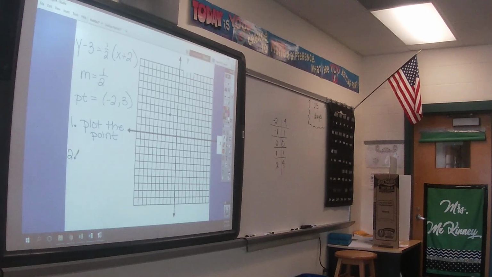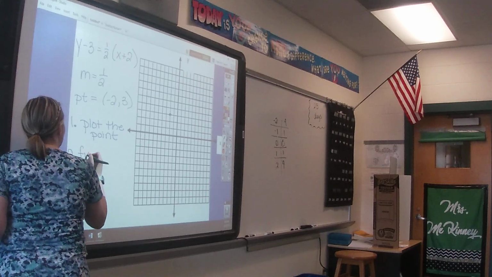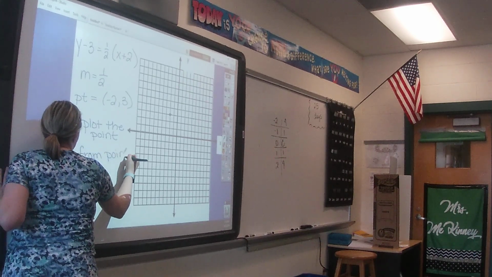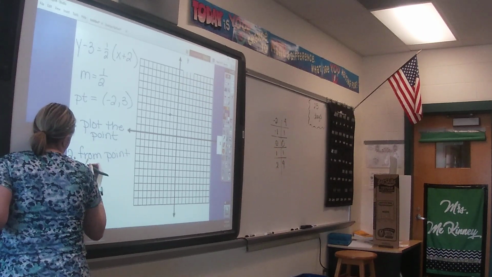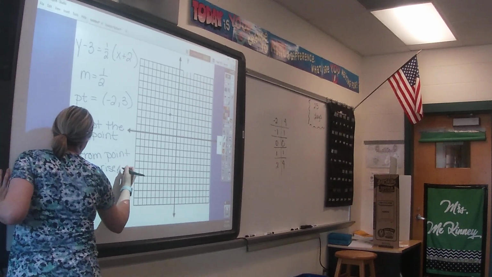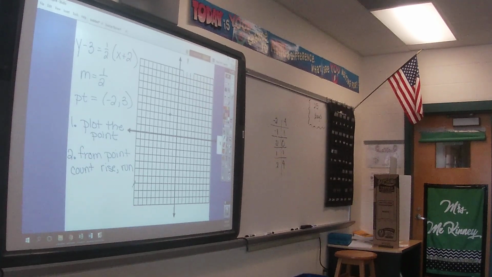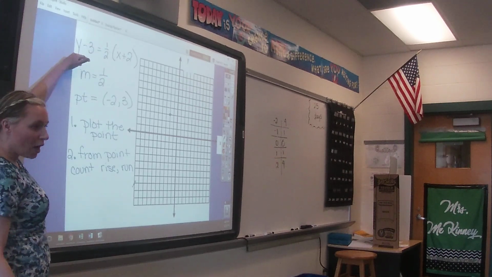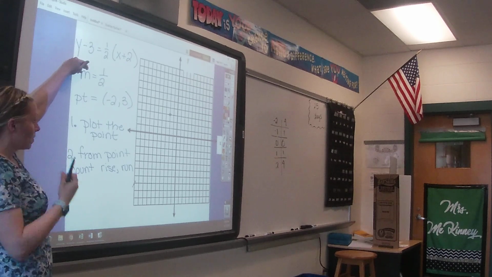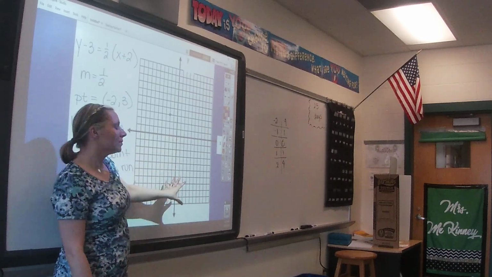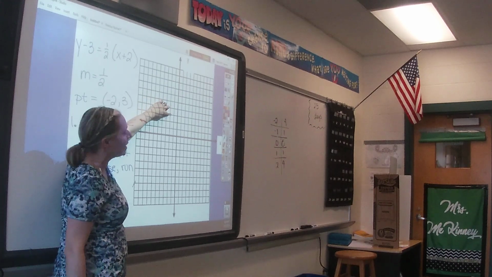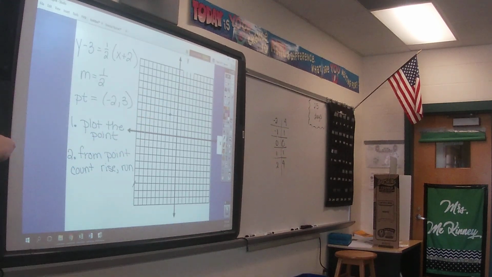Then from that point, we are going to count rise over run, remembering that our rise over run comes from our slope. So not from the origin, not from anywhere else. From this point, we're going to do rise over run. And your slope is the reverse order, right? Slope is up and down and then right and left.